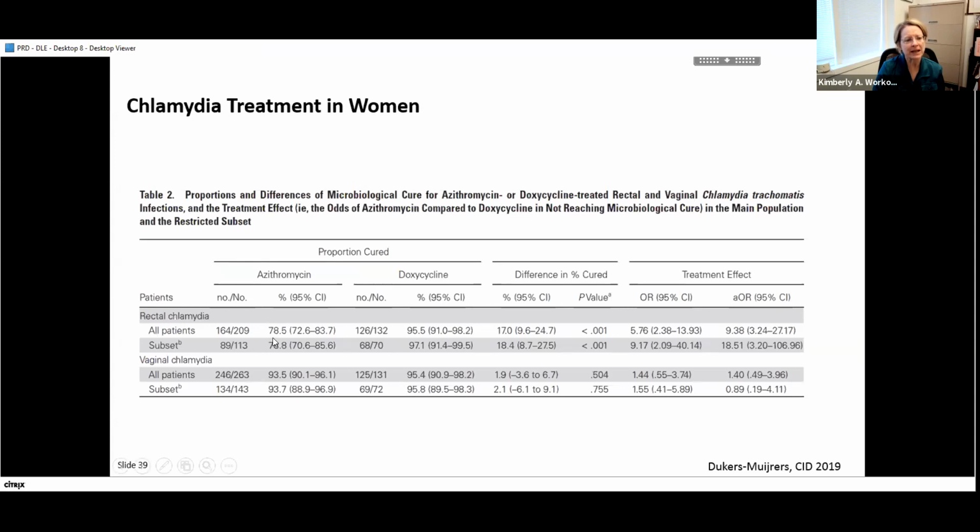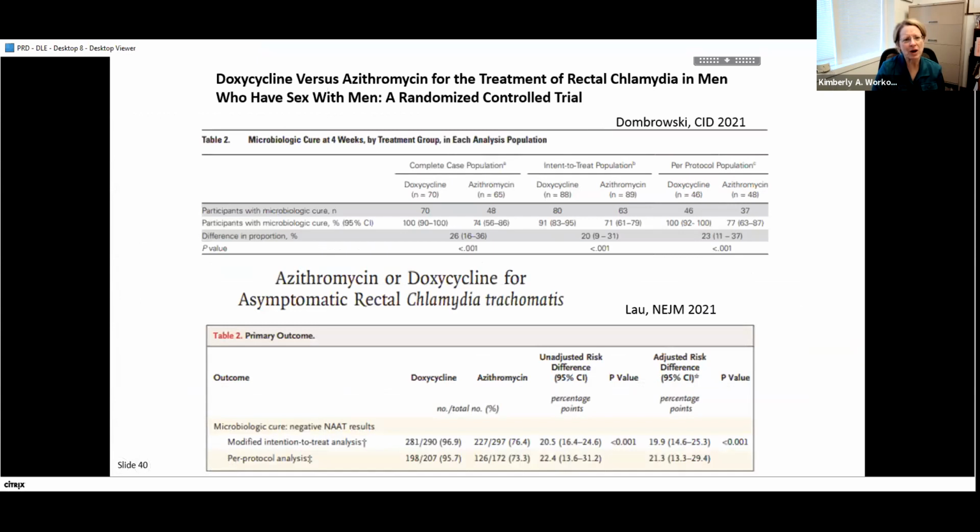If you look here at rectal chlamydia, the success rate was 78%, and for doxy 95%. For vaginal chlamydia, there was really little difference. And so really what happened was there have been 2 randomized trials now published, one in the US and one in Australia, basically looking at men who have asymptomatic chlamydial infection, showing a clear superiority of doxycycline over azithromycin for asymptomatic rectal chlamydial infection. And all this information together led to the recommendation to change for chlamydia, as well as to change the recommendation for non-gonococcal urethritis, since chlamydia is the main cause of that.